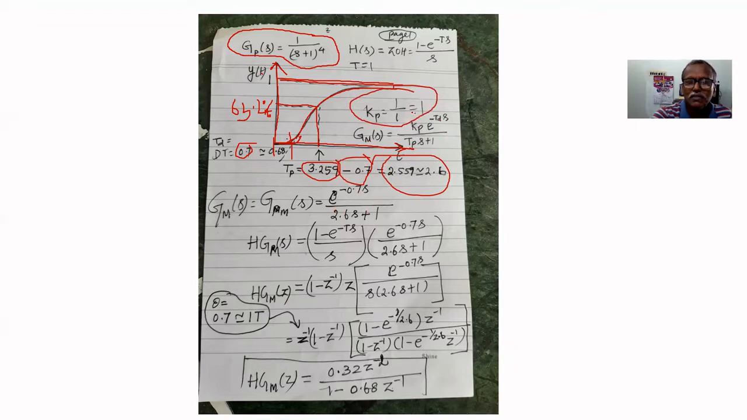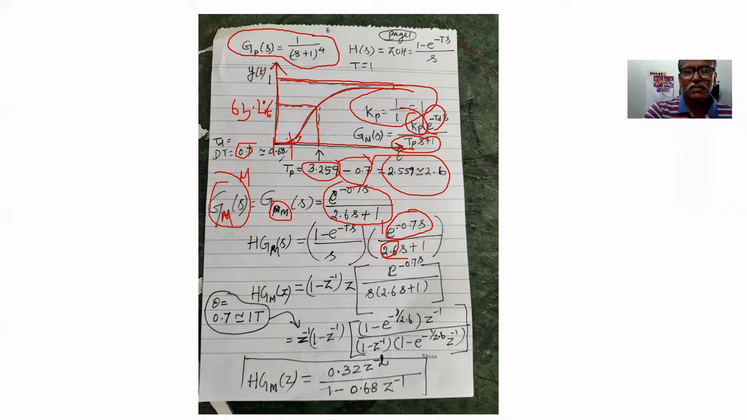Now we can model this as first order plus dead time: Kp e power minus Td s upon (Tp s plus 1). That is, dead time is 0.7, gain is unity, and time constant is 2.6, so 1 by (2.6 s plus 1). This is called GPM of s, not GP. This is the model, not the exact mathematical model of the process. It is the equivalent first order plus dead time model, e power minus 0.7 s upon (2.6 s plus 1). This can be called GM of s, and it is required to design the controller. Always a model of the process is required to design a controller.